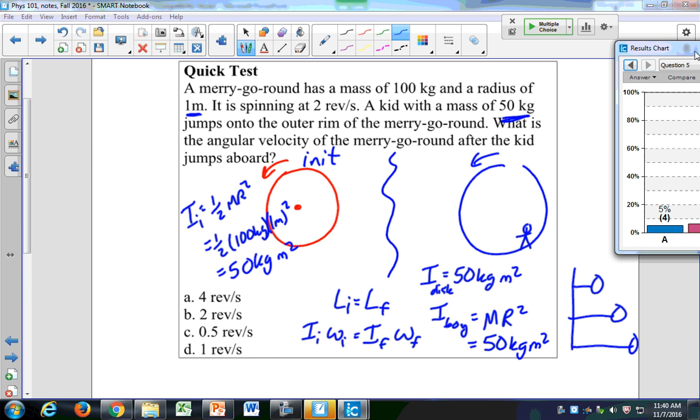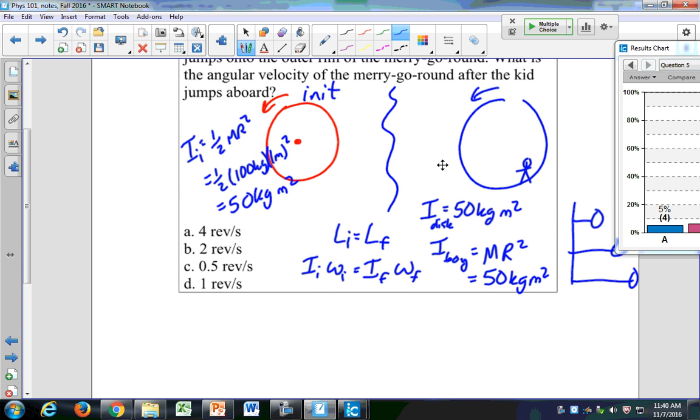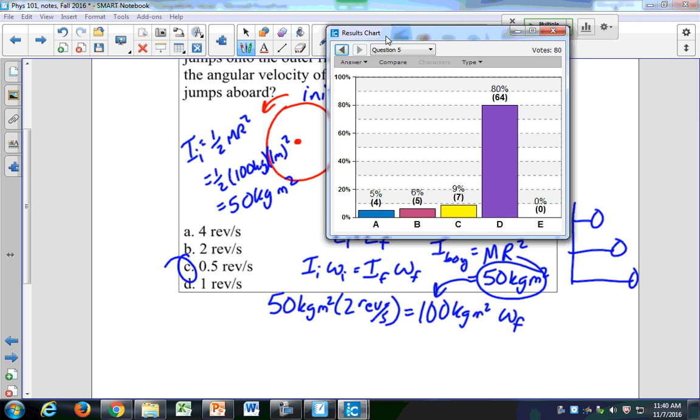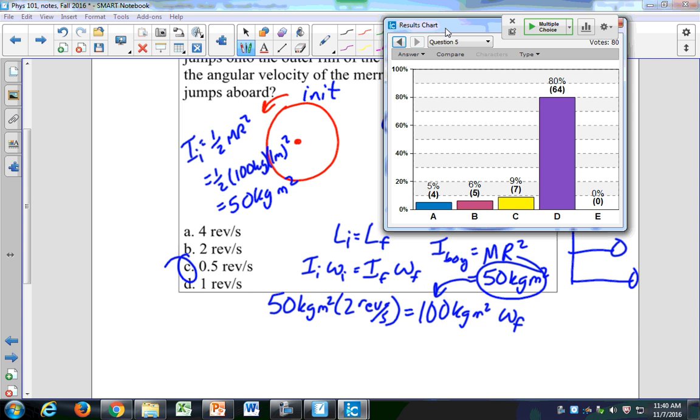Because my numbers would look like this. I would have 50 kilogram meter squared times 2 revolutions per second equals 100 kilogram meter squared times omega final. I add these two values to get the 100. And then omega final will equal 1/2. What did y'all put? Oh, y'all put D. Oh, not 1/2. I'm sorry. You're right. It'll be 1. Yeah. So D is the right answer.